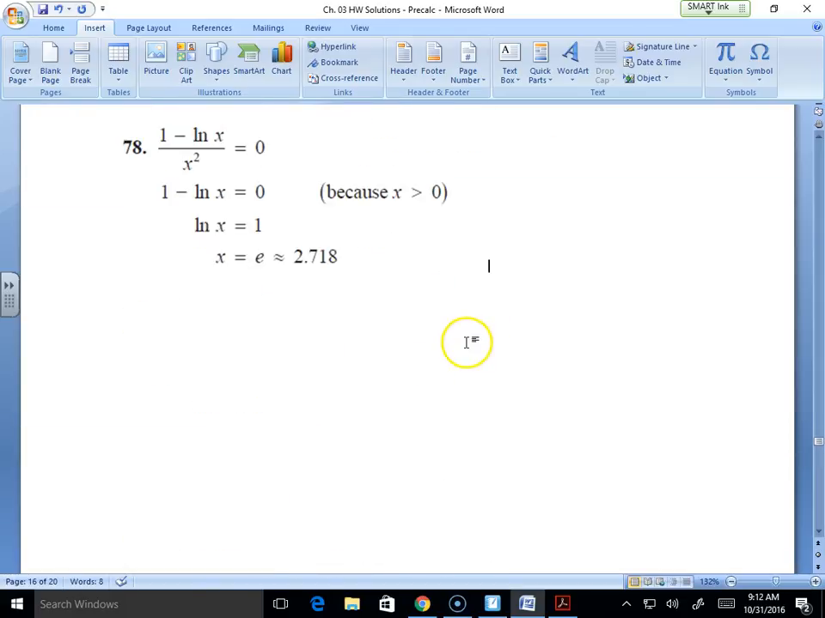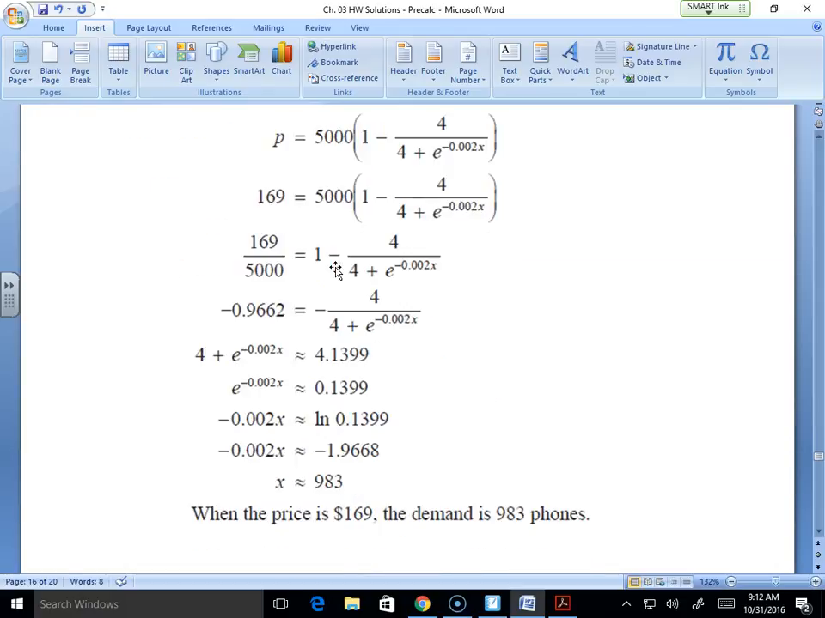Number 78, sorry, is he the last one? Oh, nope. One more. Number 78, the final answer is E. I like him way better than 2.718, but okay, whatever. I guess he could have checked his decimal too. E for number 78. And number 84.